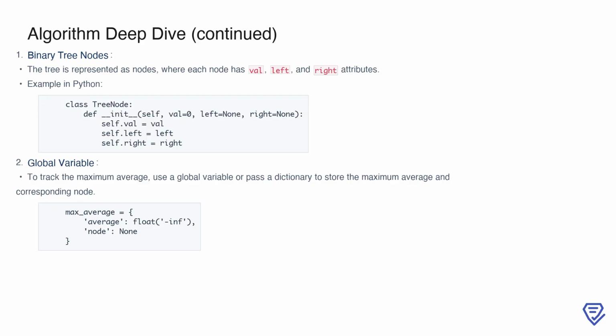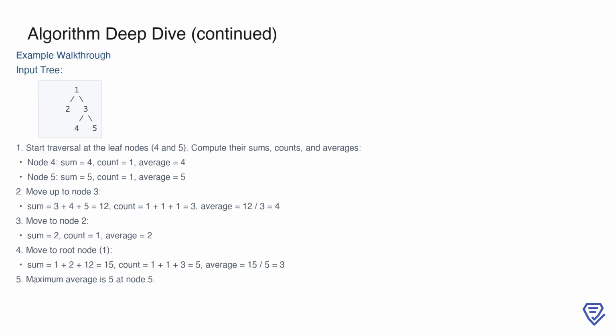This structure allows us to update the maximum average and keep track of the subtree root efficiently. By storing these values globally or passing them as parameters, we ensure that updates are accessible across all recursive calls, making the process seamless and efficient. To understand how this algorithm works in practice, let's walk through an example. Consider a binary tree with the root node having a value of 1, and its left child is 2, and right child is 3. The right child of node 3 has two children, 4 and 5.